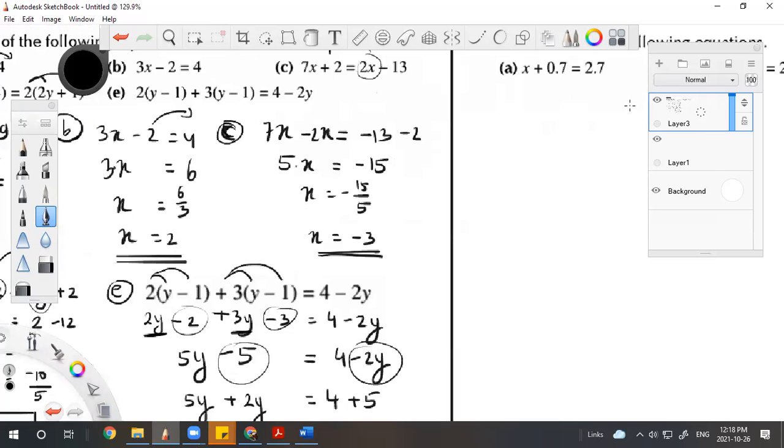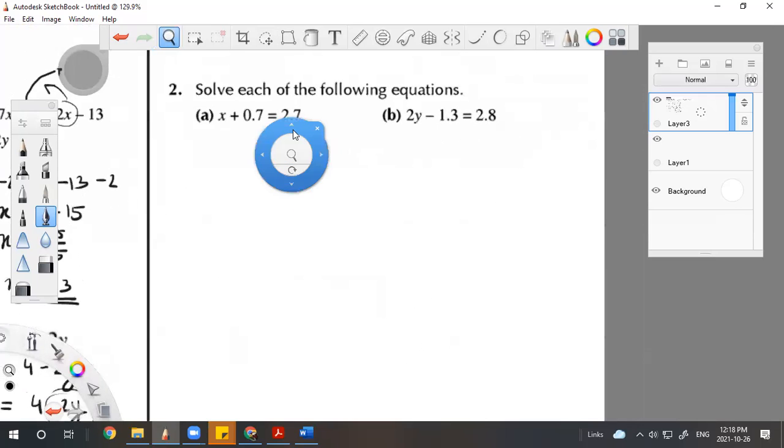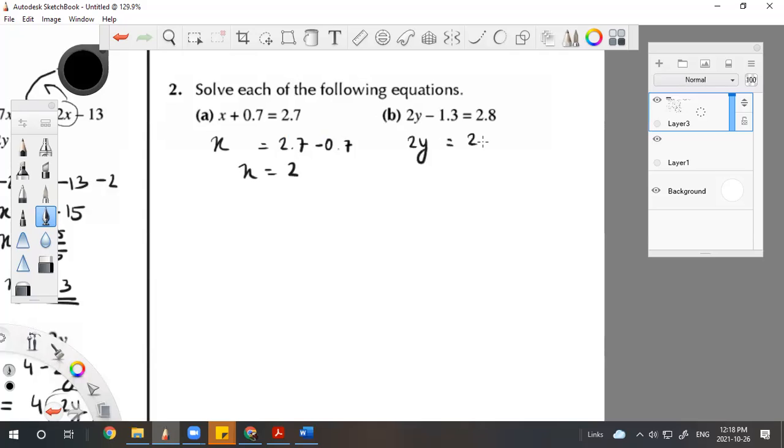Okay, now question with decimals. Decimals is quite simple. It's the same, but we deal with a more complex number. So 2.7 subtract 0.7, 2 itself, right? So that's all. And how about this? 2y equals 2.8 plus, right? Because we move the negative 1.3 and it becomes positive 1.3 to the right side. So 2y equals 4.1. So y equals 4.1 over 2.